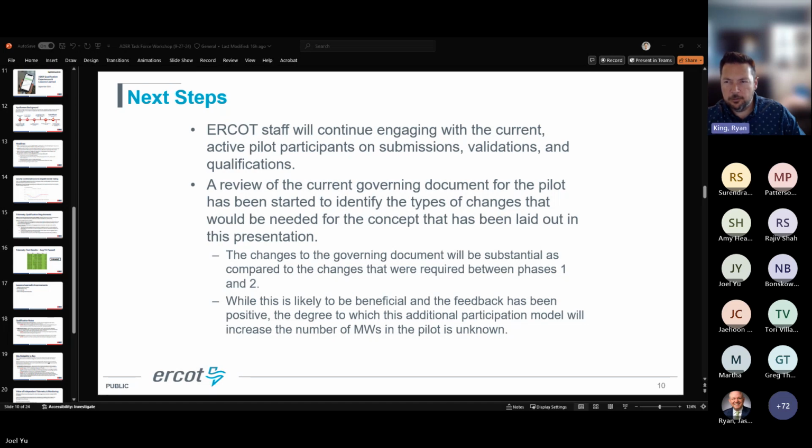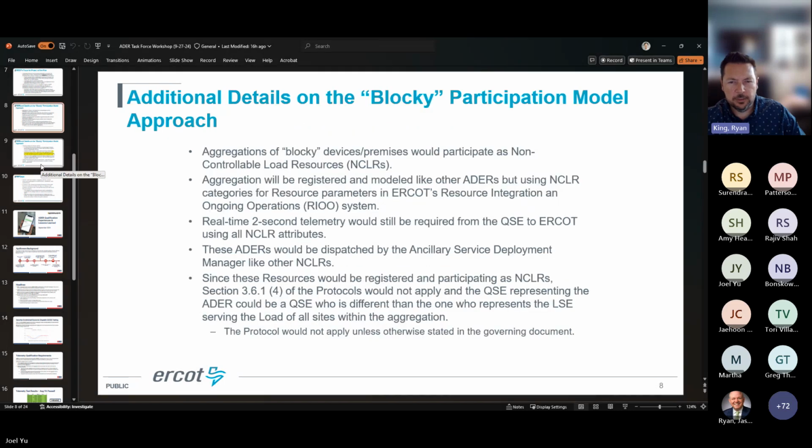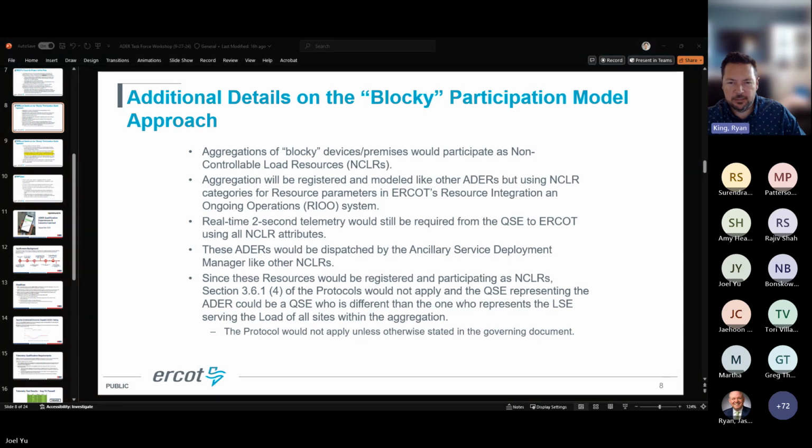I think that's correct. If we can go back to the couple of slides, I think that's more or less what we said. Yes. So I don't want to necessarily legally interpret, but I think basically the application of 3.6.14 would not be applicable. So it could be the case that the QSE representing the ADR could be a QSE who's different than the one who represents the LSC. But maybe I'll just check if Mark has a different interpretation there.